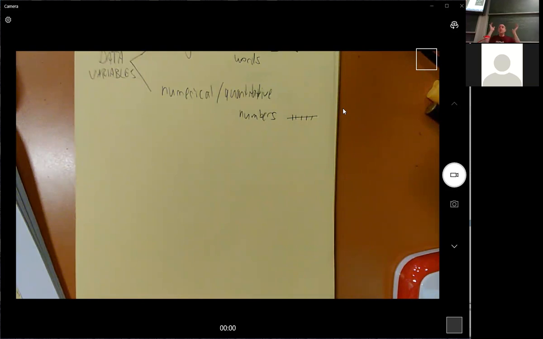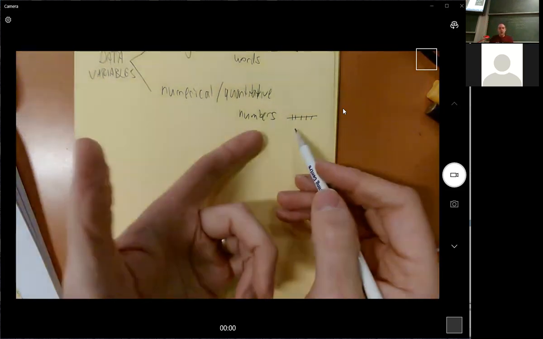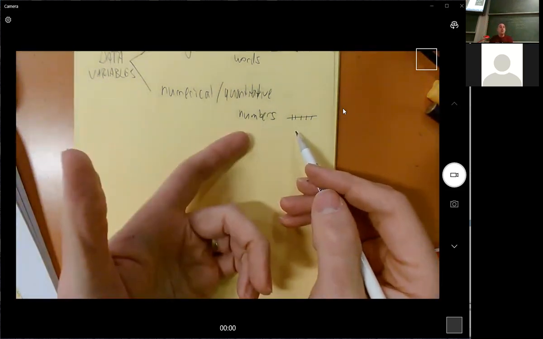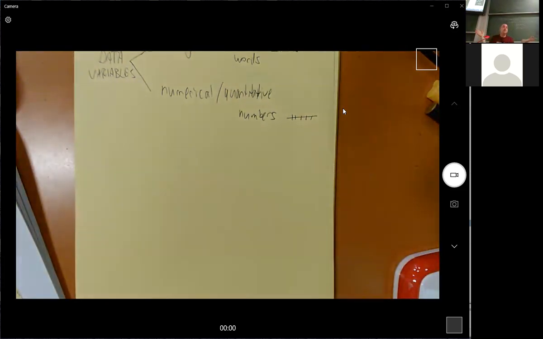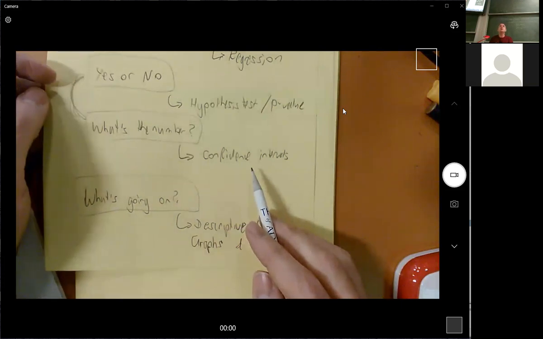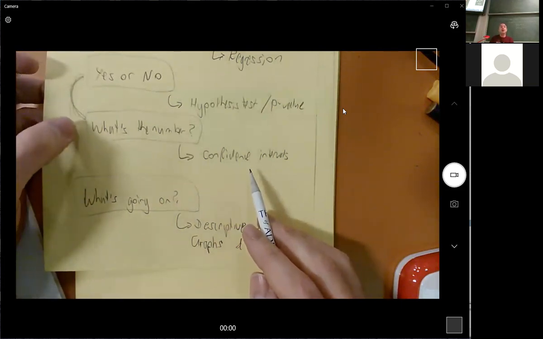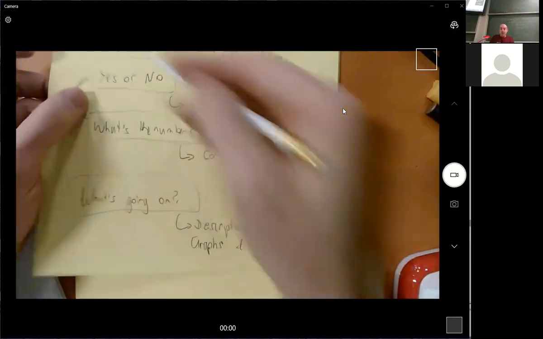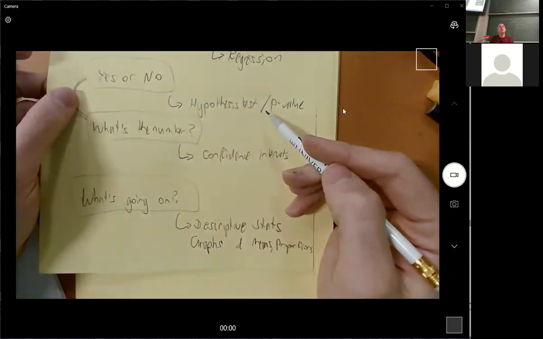Think of the objects, the cereal packets themselves, and each of them has a weight of cereal. That's my data. That's a numerical variable. And I have one question about that data, which is, what's the mean? That's a "what's this number" question, so I would calculate a confidence interval. But the question of whether it is more than what the packet says it is would be a yes or no question, which would be a hypothesis test.